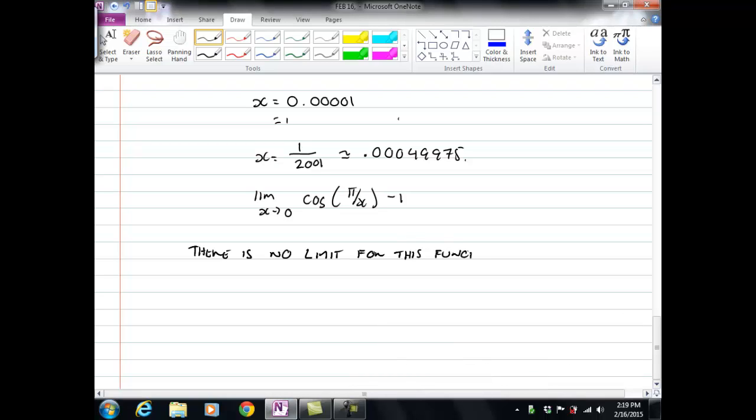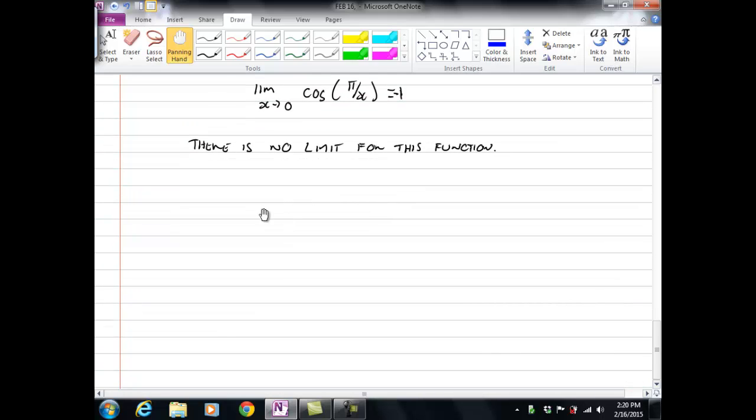Now the question becomes, how do I know how small of a number I should use? Should I just use 0.00001? I use a small number and it gives me 1. I use another small number, it gives me -1. So really, how do I do this then? There's no limit for this function. So there has to be another method of finding limits, so that way there's a guarantee. I'm going to teach you method 2 of working with limits.